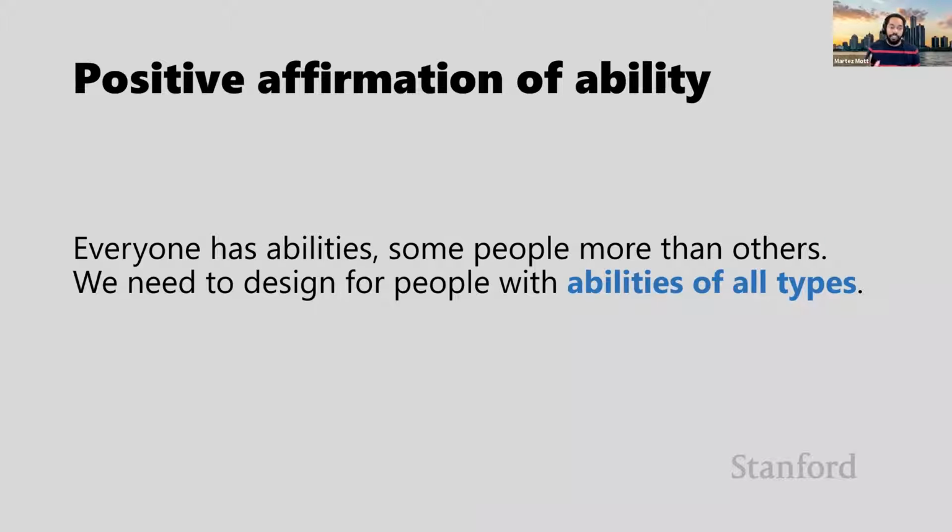And I wanted to end with this last thing about ability-based design, which I think is really useful, and it's called the positive affirmation of ability. So what they're saying here is that everyone has abilities, some people more than others. And what's really important is that we need to design for people with abilities of all types. So that's the main takeaway: once again, foreground ability, make ability the thing that you're trying to design for.